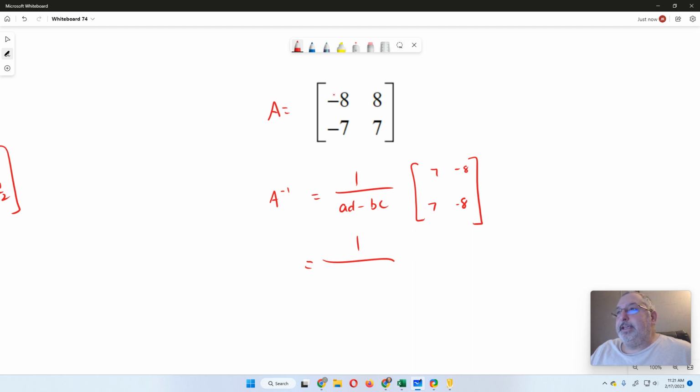1 over AD, which is negative 56, minus negative 7 times negative 8, which is negative 56. Oh, look at that. We got negative 56 plus 56, which is 1 over 0. This will not, NOT, not HAT, will not have an inverse. So I hope this helps you find the inverse of a 2x2 matrix.